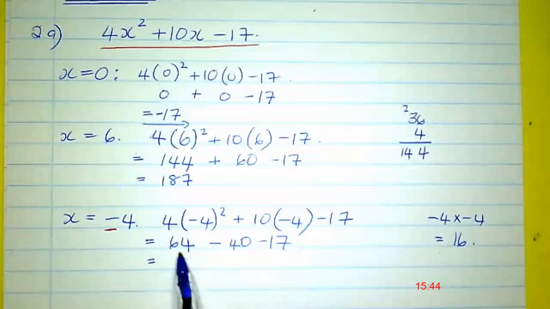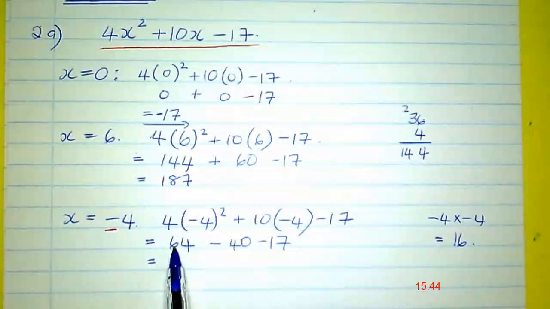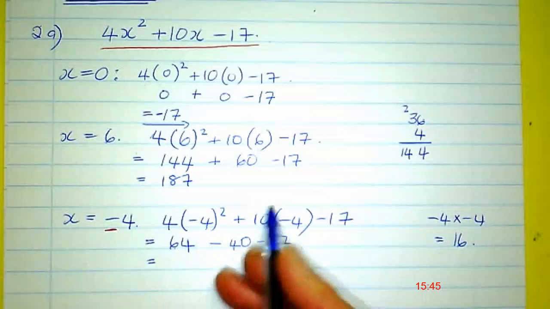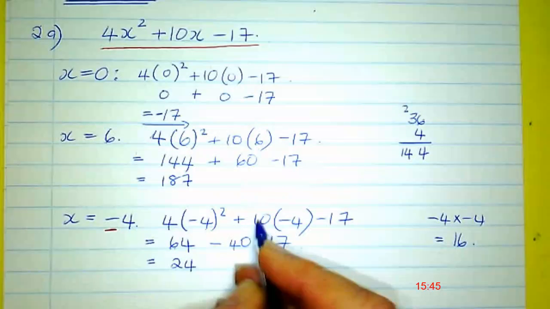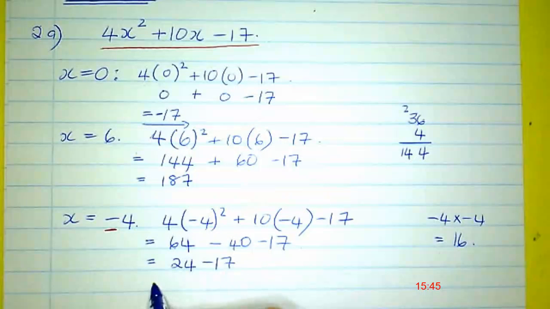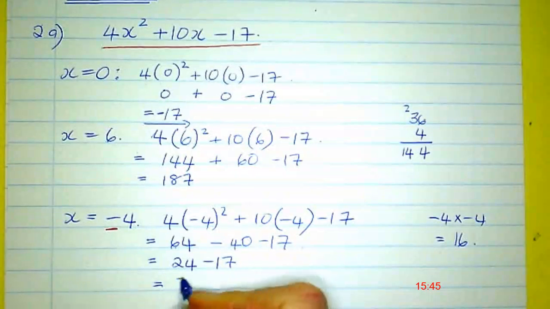This I think I can maybe do without a calculator. 64 minus 40 was going to give me 24, minus 17. And how far is it from 17 up to 24? Well, it takes 3 units to get to 20, and then another 4. So I think my answer is going to be 7.